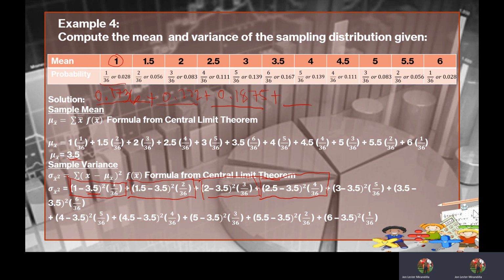So the difference of 2.5 minus 3.5 squared multiplied by 4 out of 36 will give us what? 0.0111. Plus, again, next process: 3 minus 3.5 squared times 5 over 36.